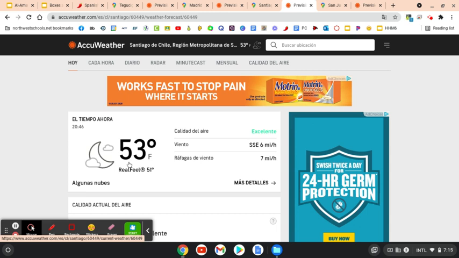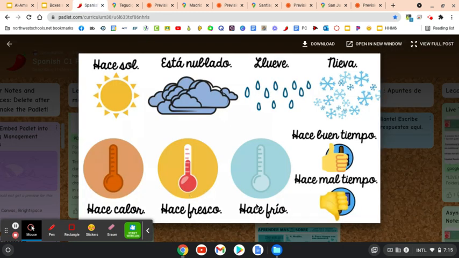La temperatura en Santiago, Chile es 53 grados. En mi opinión, hace fresco, un poco frío. Some people might think it's really cold, but I think it's hace fresco. Hace fresco, está nublado, no hace viento. En mi opinión, hace buen tiempo.